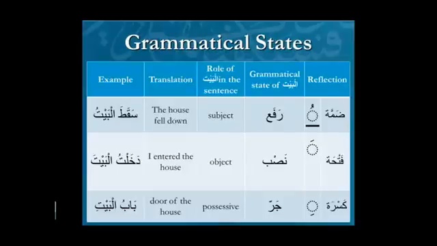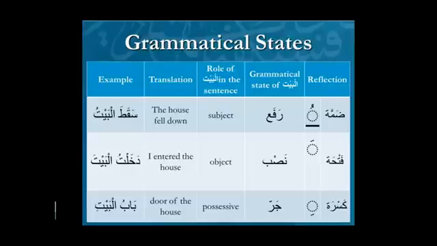If you look at that slide, you'll notice that the word house is being used in 3 different ways. In English, if a pronoun is used in 3 different ways, we see a difference: he came, I saw him, his pen. But in the case of the house, in the 3 sentences, if you look at the translation column, you'll notice that the word house is not changing. The house fell down. I entered the house. Door of the house.